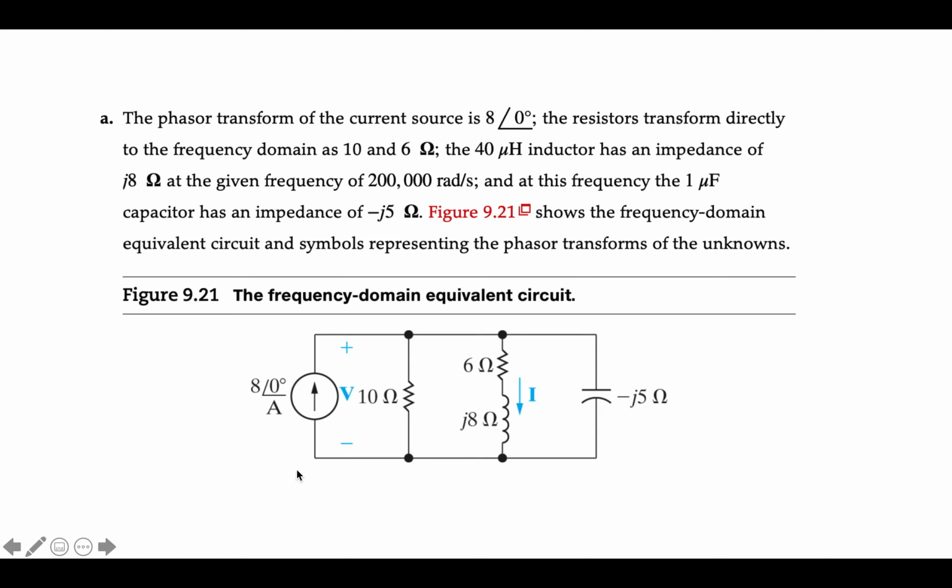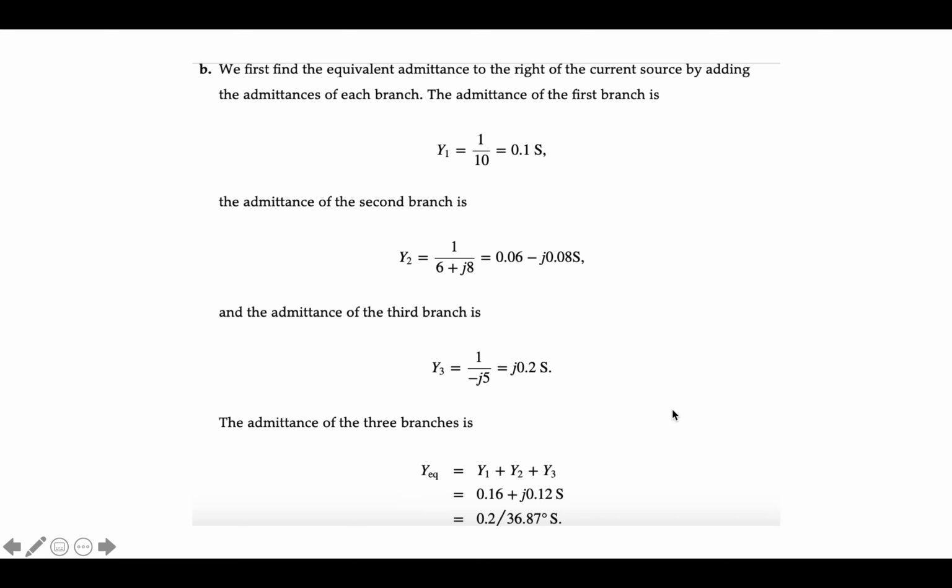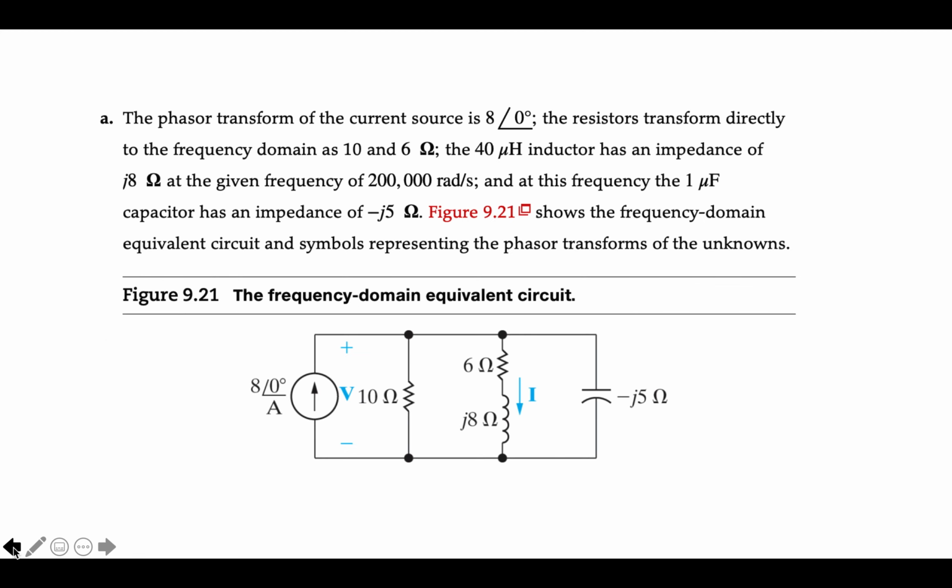So here is the result of the frequency domain equivalent circuit. Now once we have converted to the phasor domain, the inductor becomes an impedance, the capacitor becomes an impedance, and so we can then treat them as impedances or admittances. So to find the admittance in each branch, we take 1 over the impedance. So go back and look at the circuit real quick.